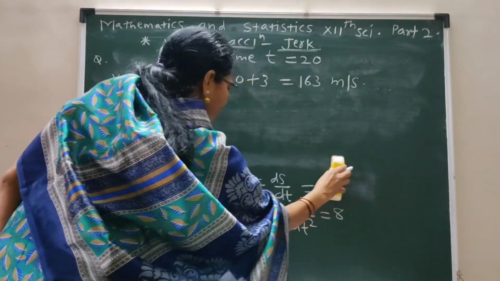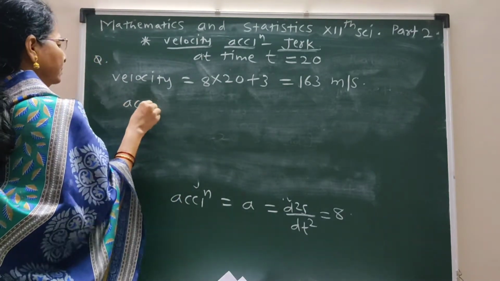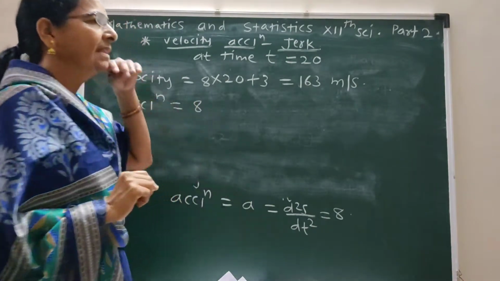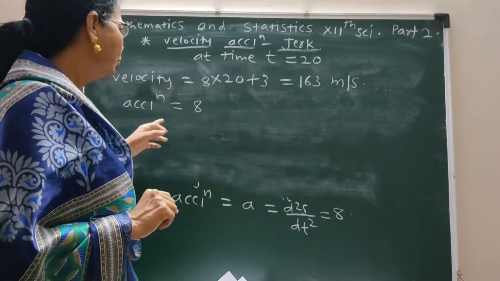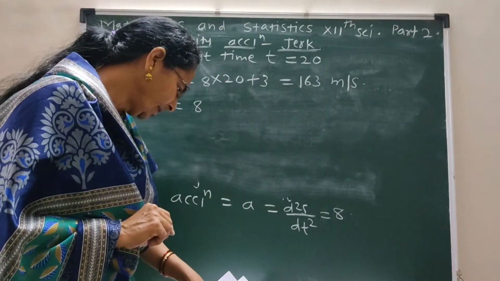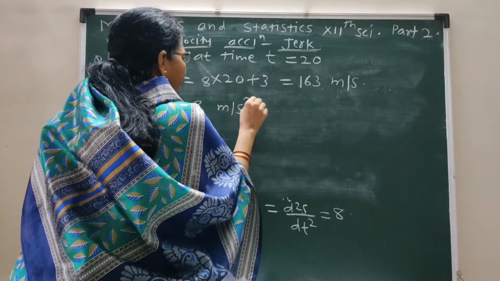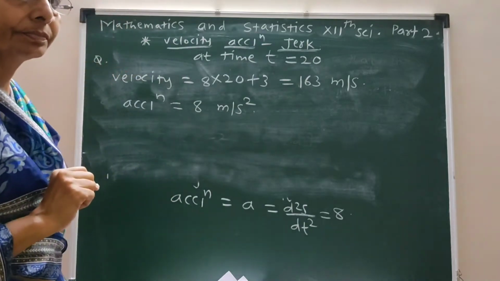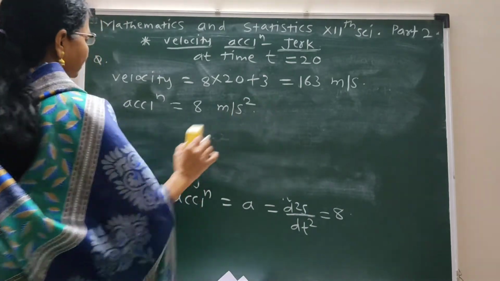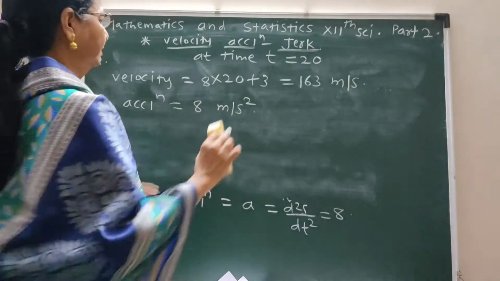Next is acceleration. There is only 8 given. So the answer at t is equal to 20: acceleration is 8 meter per second square.